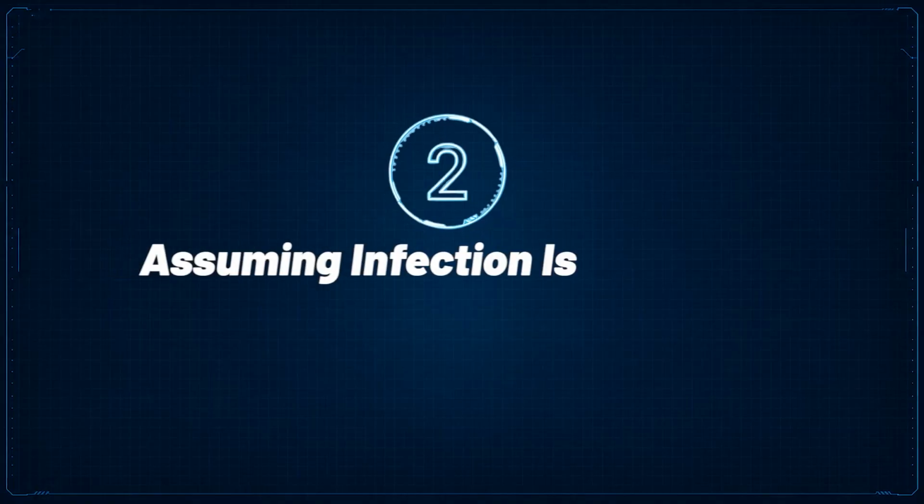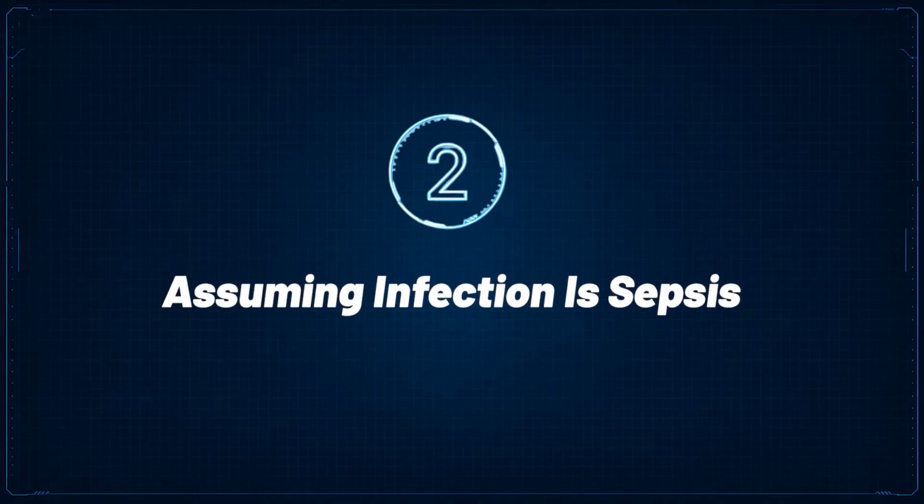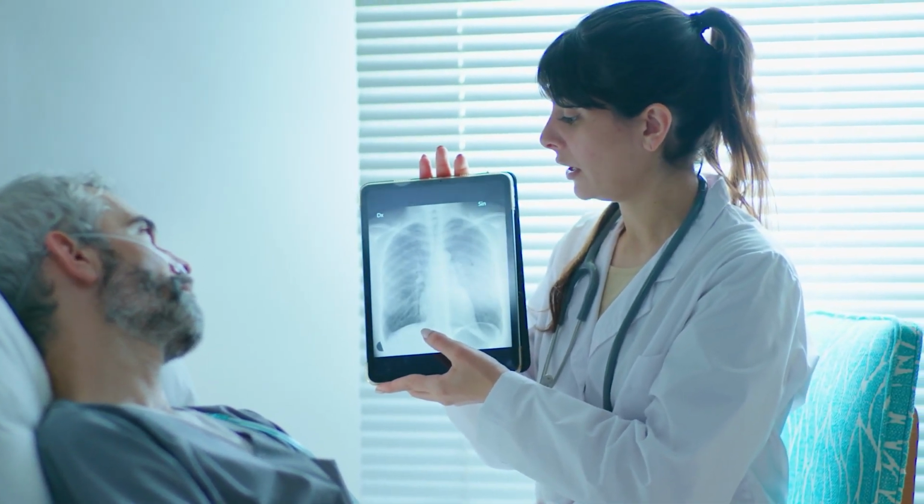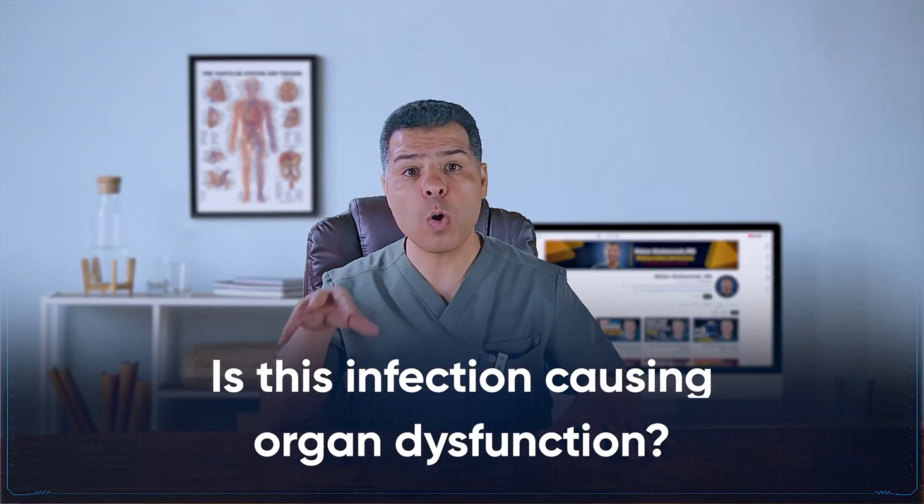Let's move to mistake number 2. Assuming infection is sepsis. Not every infection is sepsis. I'm sure you agree with that. A patient can have pneumonia, cellulitis, pyelonephritis and still not have sepsis. Infection alone is not enough. The next question is: is this infection causing organ dysfunction?